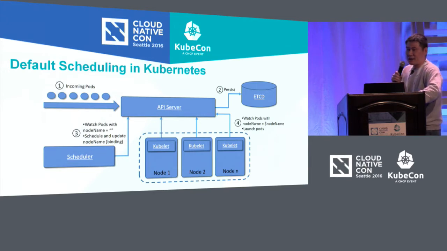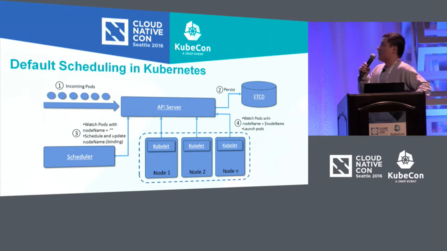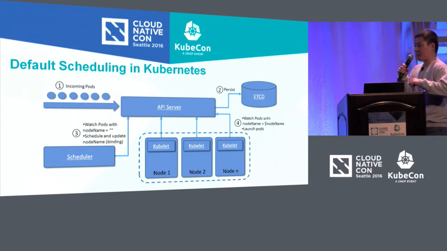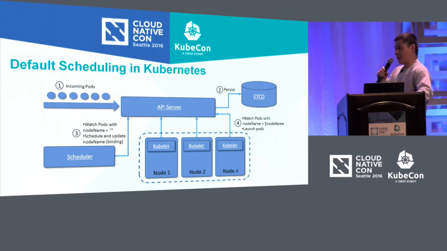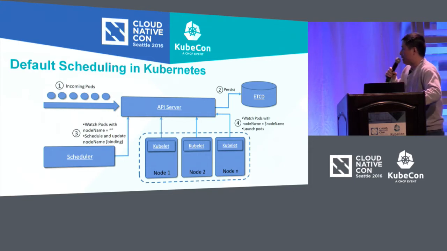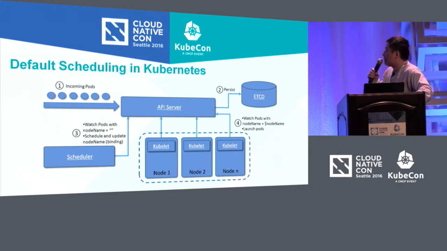The reason that the scheduler process can find all the unscheduled pods is that there is a field named node name in the pod spec. This field indicates which node has been assigned to run this pod. By default, it's empty, which means this pod has not been scheduled or assigned to any node. So what the scheduler process does is it keeps watching all the pods with a filtering condition that node name equals empty.